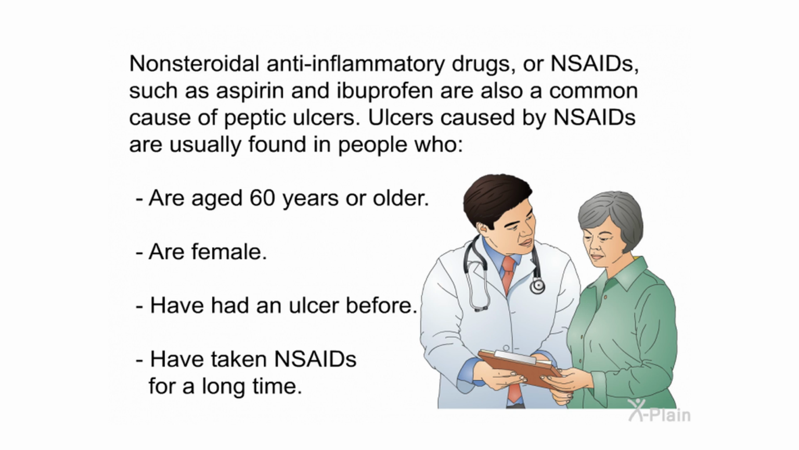Non-steroidal anti-inflammatory drugs, or NSAIDs, such as aspirin and ibuprofen, are also a common cause of peptic ulcers. Ulcers caused by NSAIDs are usually found in people who are aged 60 years or older, are female, have had an ulcer before, or have taken NSAIDs for a long time.